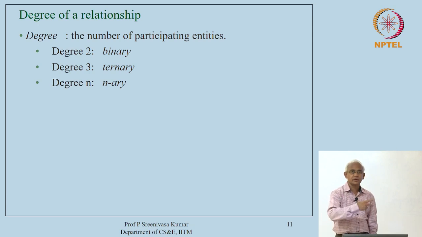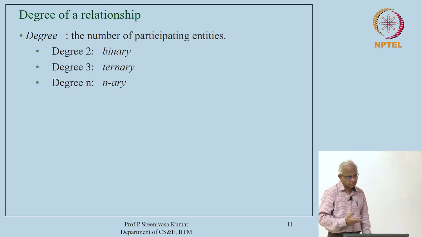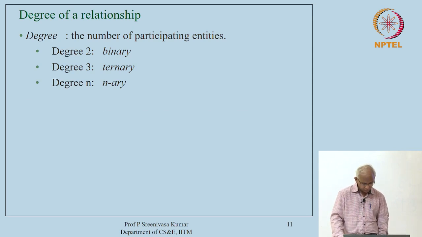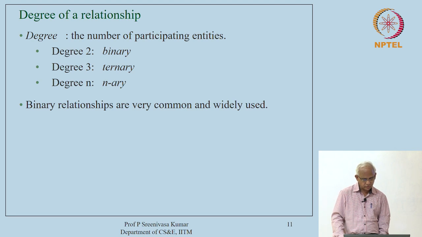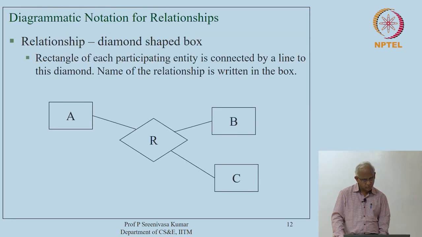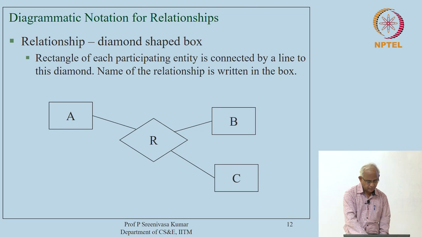We also talked about what is called the degree of a relationship. If there are two participating entities, then we have a binary relationship. If there are 3, it is ternary, and if it is greater than 3, we call it an n-ary relationship. We also talked about the diagrammatic notation for representing relationships. We represent the relationship as a diamond box, draw all the participating entities around it, and connect them to the box by lines. That is how we use this in a diagram.